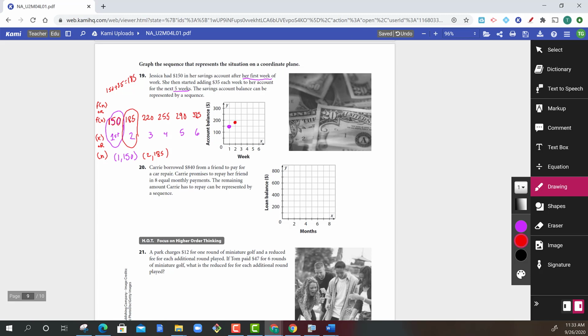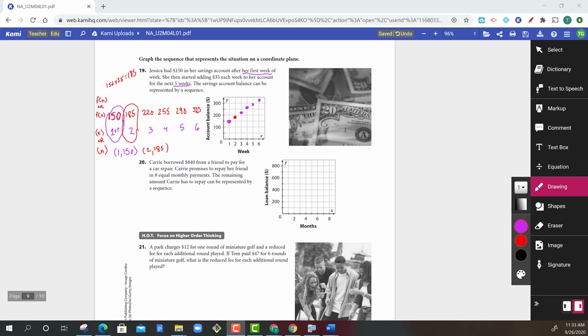Go and pause the video and see if you can graph the rest of those points, knowing that this should be a pretty straight line here. So that is what my data points look like on number 19.